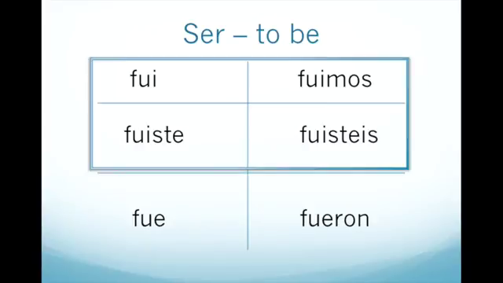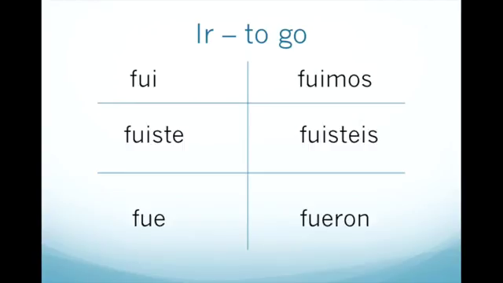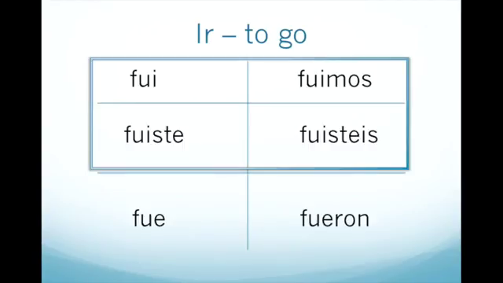Notice the top 4 have I's: fui, fuiste, fuimos, and fuisteis, while the bottom 2 have E's: fue and fueron. You can remember that you have I's on the top of your head, and I's are on the top of the verb chart for ser. Ir means to go, so instead of saying I go, you go, he, she goes, we're going to say I went, you went, he, she went. It is going to conjugate the exact same way as ser.